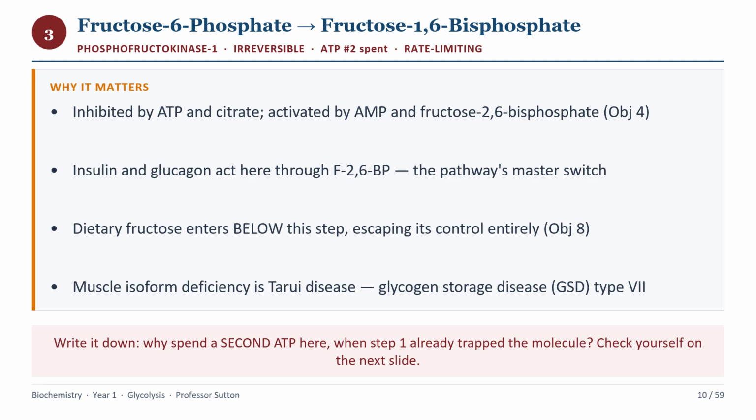Two more facts. Dietary fructose enters the pathway below this step, thus escaping this control. And deficiency of the muscle isoform of phosphofructokinase causes Tarui disease, glycogen storage disease type 7. We'll talk about the glycogen storage diseases later.